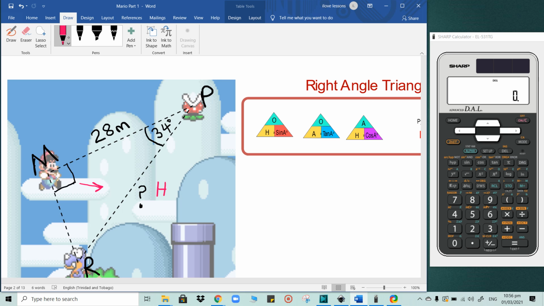Now, if you're standing by the 34 degrees, well then, just follow the cursor here. This side would be the opposite, so I'm going to put an O for the opposite. If this side is the hypotenuse and this side is the opposite, then the remaining side is the adjacent, A for adjacent.